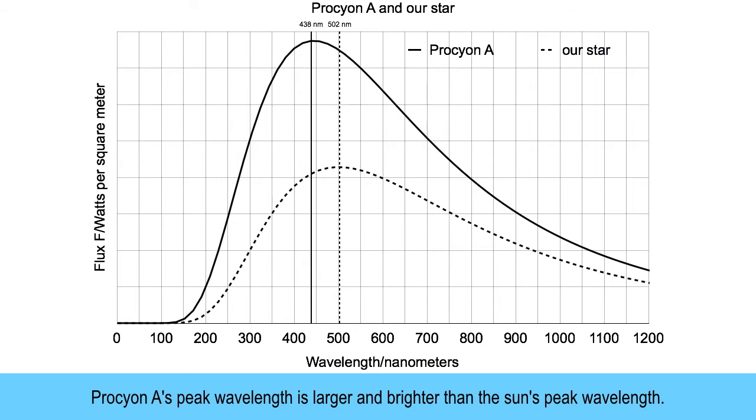Procyon A's peak wavelength is larger. Stop right there. Procyon A's peak wavelength isn't larger. It's a smaller wavelength. You look at that, it's 438 nanometers. Earth or sun's is the bigger one. So that one right there is wrong, and so that one got a 0. All right.